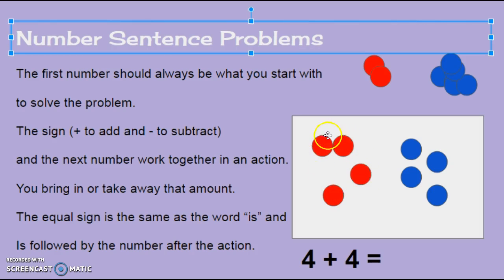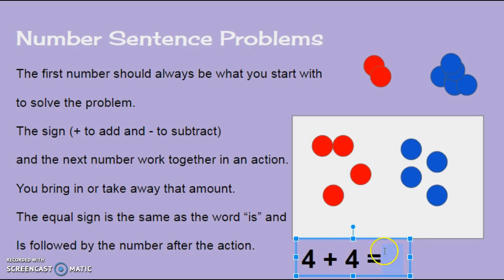Counting on is when you already know your starting number, and you just count on from there. In this case, I would say 4, 5, 6, 7, 8. Or if I'm not confident with my starting number and I just want to go ahead and count them all, that is perfectly fine as well. 1, 2, 3, 4, 5, 6, 7, 8. My answer is, of course, 8 to solve this number sentence.